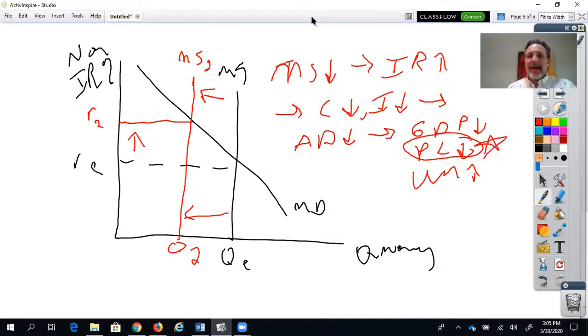All right, so that's that. That's your money market tutoring session. There'll be more to come, but that's the money market crash course. Know it really well for the test. Super important graph on the test.